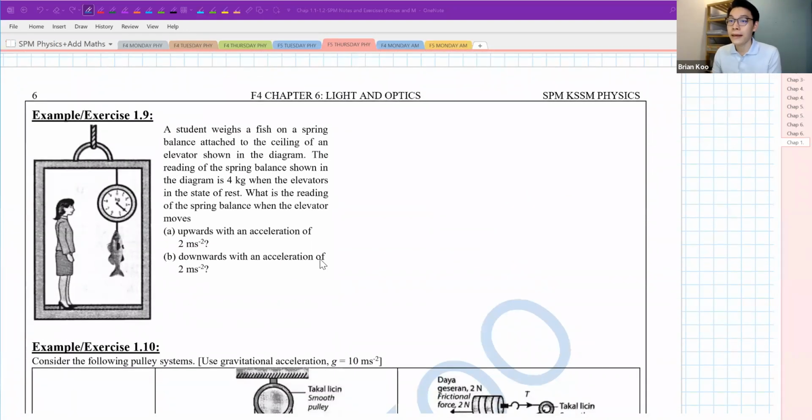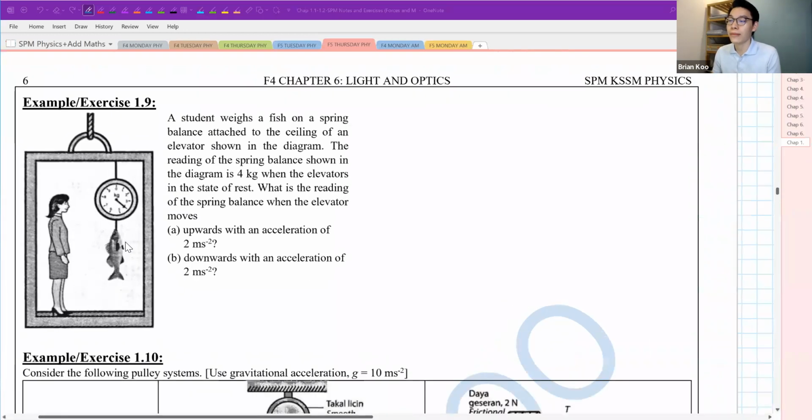Next question. A student weighs a fish on a spring balance attached to the ceiling. The reading of the spring balance is 4 kg. So this fish originally is 4 kg in the state of rest. What is the reading of the spring balance when the elevator moves upwards and downwards? Again, if you want to find out any reading, you always need to write out the resultant force. Resultant force is who minus who, that kind of thing.